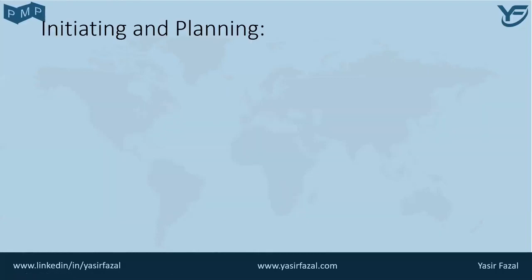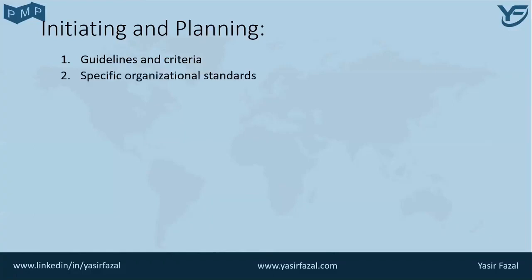initiating and planning. So the first one is guidelines and criteria for tailoring the organization's set of standard processes and procedures to satisfy the specific needs of the project. Then specific organizational standards such as policies, for example, human resources policies, health and safety policies, security and confidentiality policies, quality policies, procurement policies, and environmental policies.